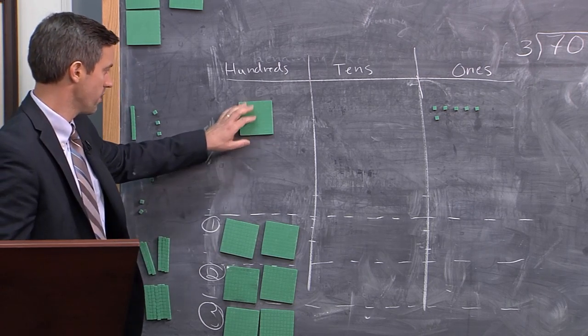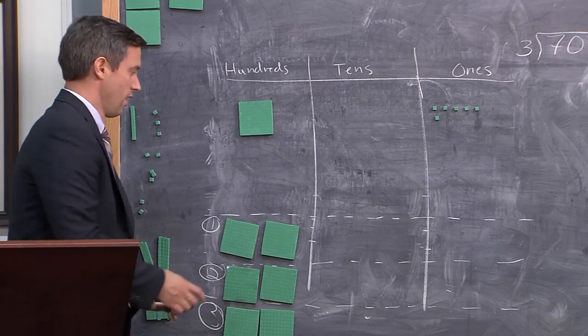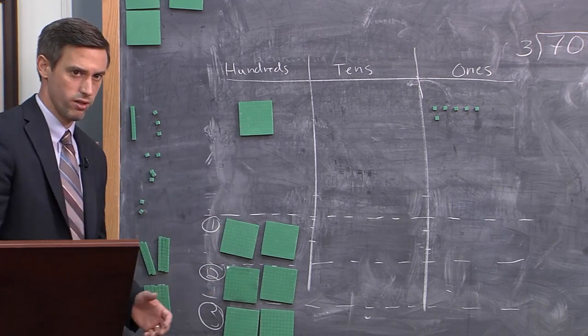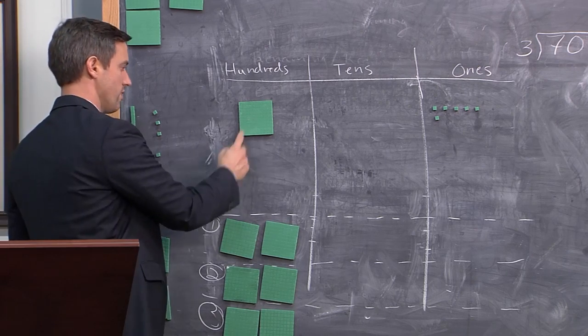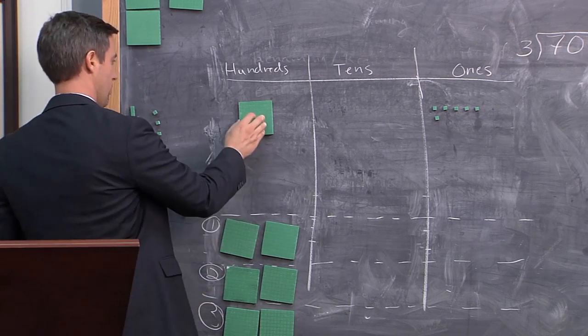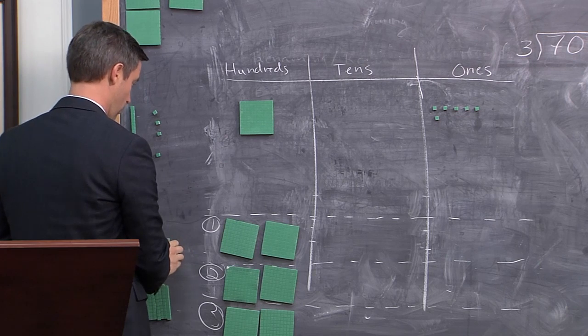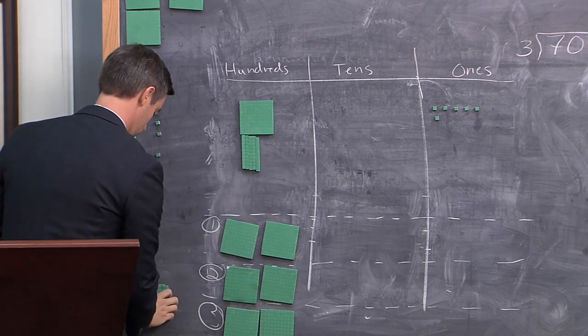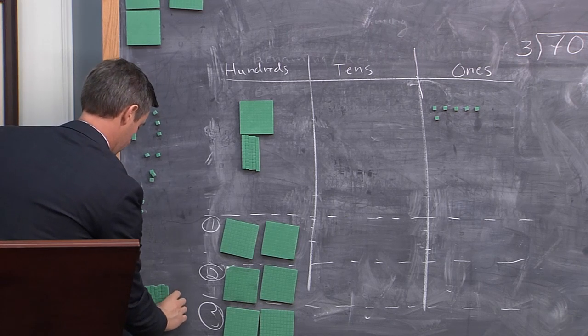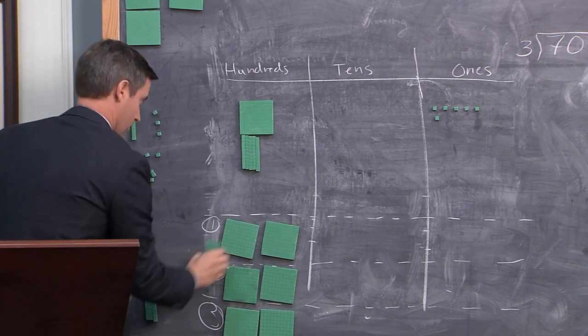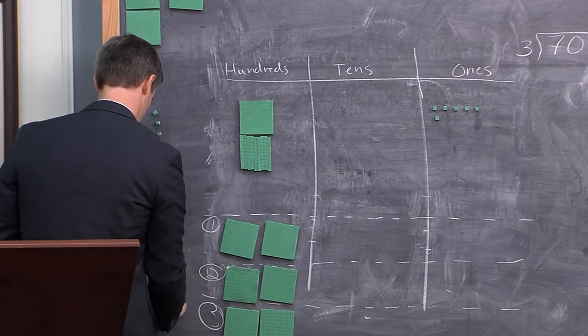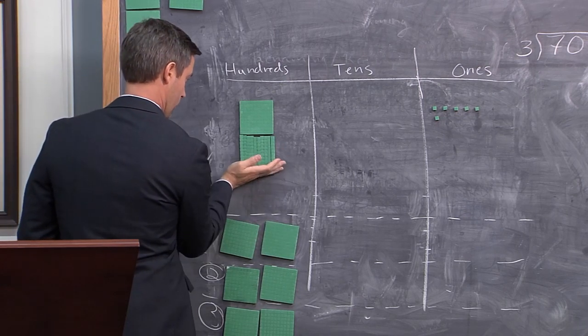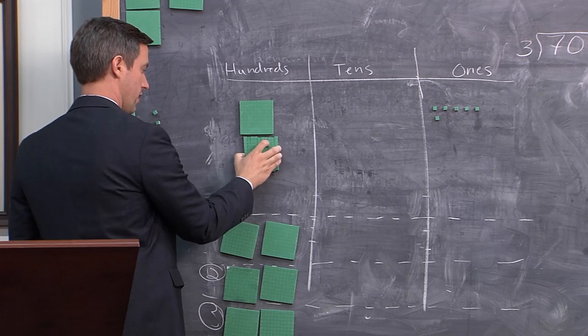So I ask them, what do I do with that 100? And what I do with that 100, they should know, is this 100 is equal to 10 tens. So I'm going to trade this 100 for 10 tens. So I'm going to take this.